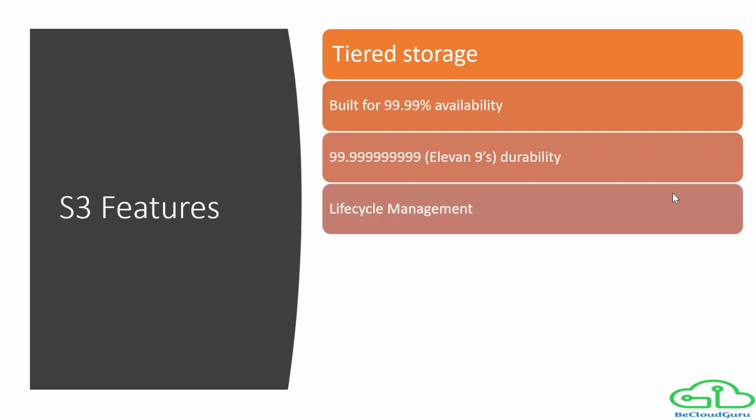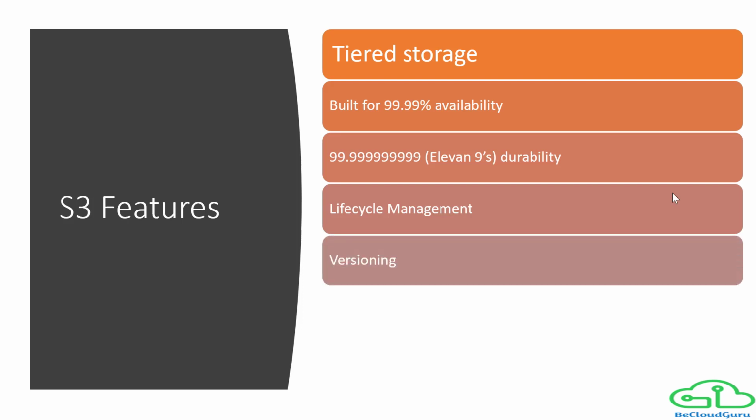Then in S3 you'll have something called lifecycle management where you can move your data between different storage tiers, and you can optimize on the cost based on your utilization patterns. So we'll see how we can do that. Then we have a feature called versioning where you can keep your previous versions of objects in your S3 buckets. It is basically useful where you can avoid unintended deletes by the applications. So this is where it will come handy.